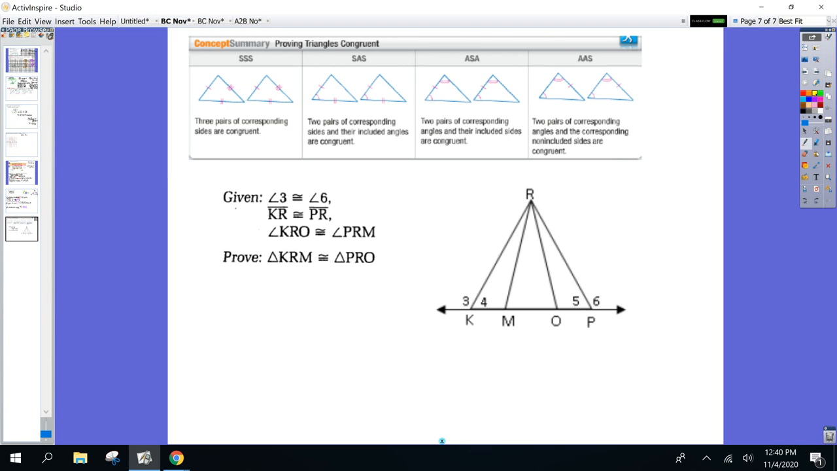Just keep on trucking here. Look, I'm asking you to prove these 2 outside triangles congruent. And one of the givens says that segment KR is congruent to segment PR. So I already gave you a pair of sides right there. So you need to figure out, how do I get more angles or how do I get more sides? That's what you guys got to figure out. Using the other 2 givens, how do I get other sides or other angles?